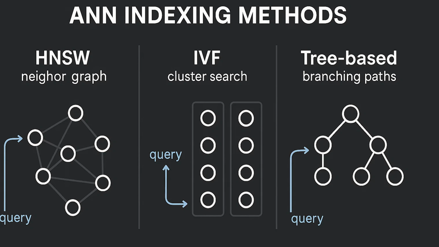We have popular indexing techniques, something called HNSW, hierarchical navigable small world, and something called IVF, inverted file index. We have others also, but people generally use these two. Using these indexing techniques, we can search millions of vectors in milliseconds.